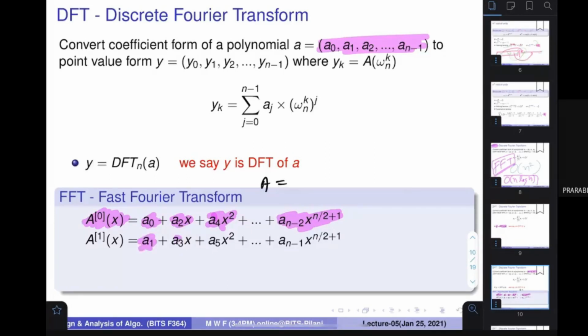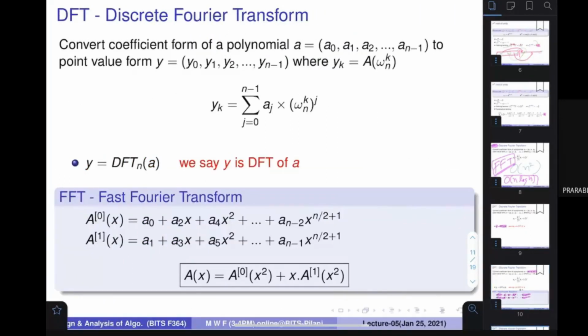I can write them into two parts. The original expression A(x) is equal to A0(x squared) plus x times A1(x squared). I can write the expression in this way. Done.